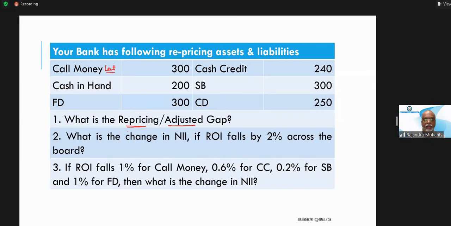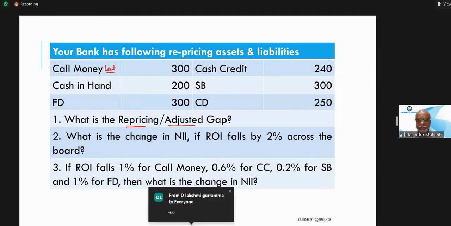Has anybody done it? No response? 350, sir. 350. Who is this 350? What is your name? Sudarshan. Minus 60, sir. Minus 60. Okay.